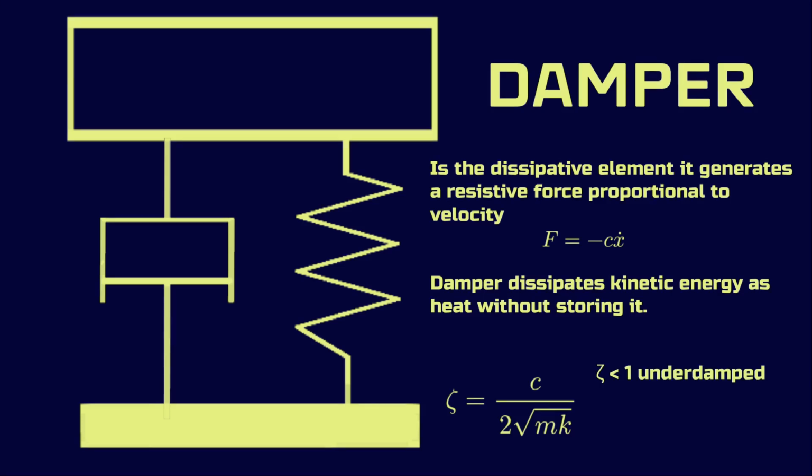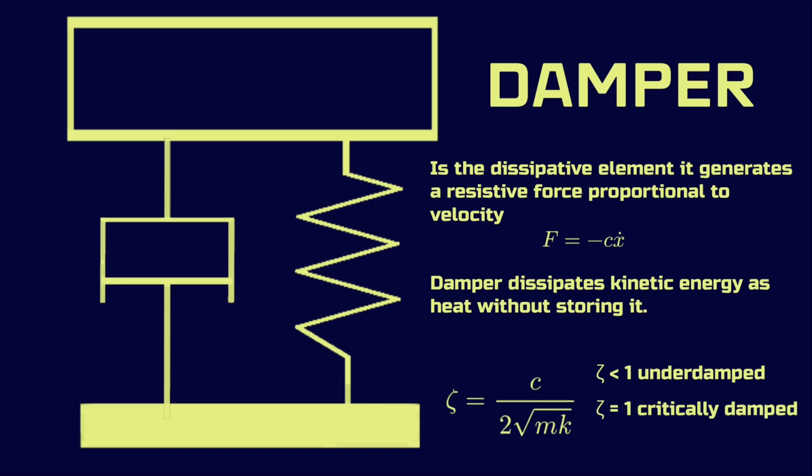An underdamped system has a damping ratio less than 1, and its oscillation will decay over time. Applications for underdamped systems include car suspension systems and a pendulum in air, where air acts as a passive damper.